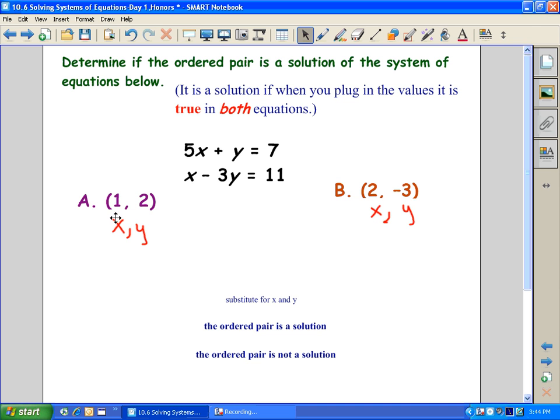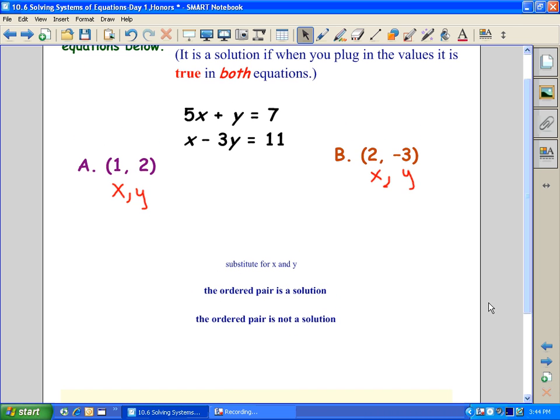So what I would do is, this one right here might look a little confusing. I'm going to focus on A first here. I'm going to rewrite the problem here.